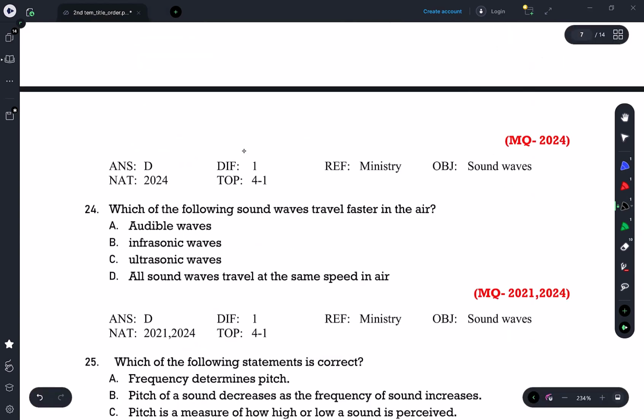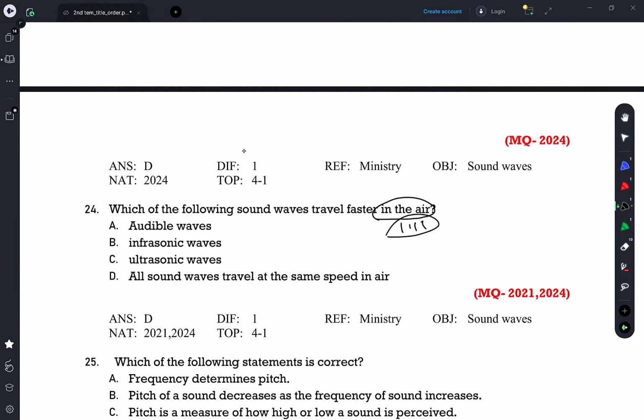Which of the following sound waves travel faster? In air, because the medium is the same, all mechanical waves travel with the same speed. Careful, the medium is the same for the waves, so they travel at the same speed.